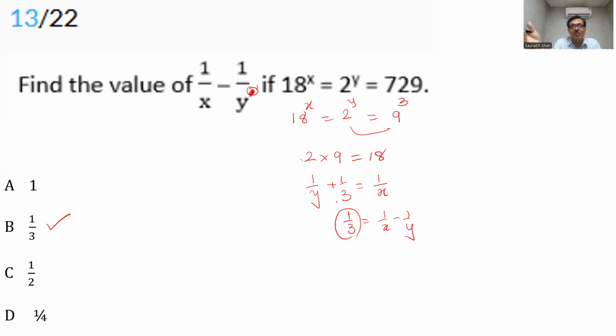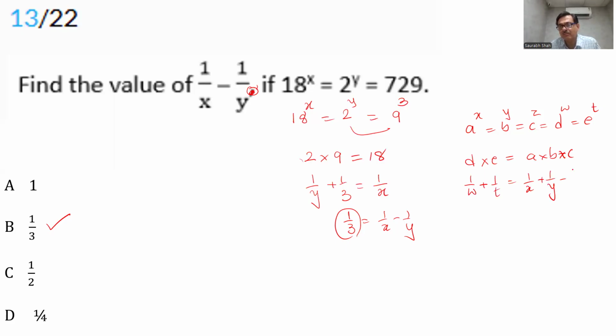And this can be applied even if there are more bases. It can be like a raised to x is equal to b raised to y is equal to c raised to z is equal to d raised to w is equal to e raised to, let's write a t here. And suppose we have d into e is equal to a into b into c. Then we'll write 1 upon the power of d, which is w, plus 1 upon power of e, which is t, will be equal to 1 upon power of a, which is x, plus 1 upon power of b, plus 1 upon power of c. Remember this. This concept can be used for any number of numbers. But the only thing is, we should know the relation between the bases.